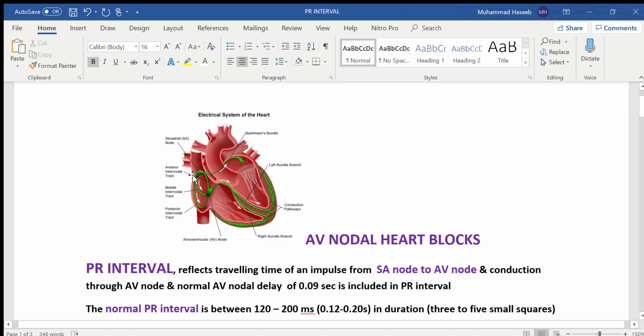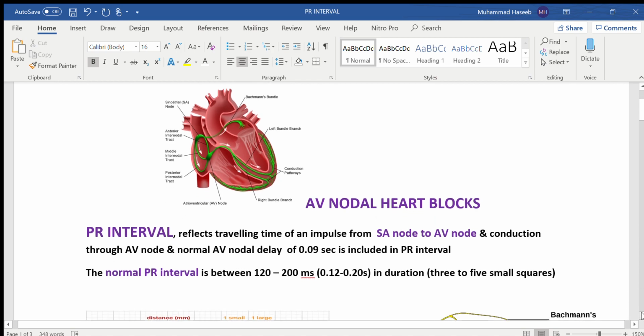Your SA node is responsible for the generation of the cardiac impulses. All the cardiac impulses are generated by the SA node, which is your normal natural pacemaker generating the impulses at a rate of 60 to 80 beats per minute. And these impulses travel into this AV node, and from here they are going to enter into the ventricles. Before going into the details, first of all we have to discuss the PR interval of the ECG.